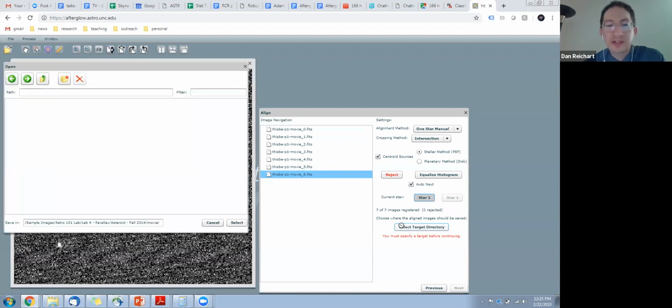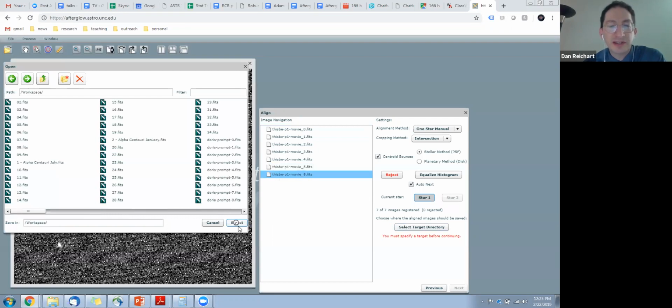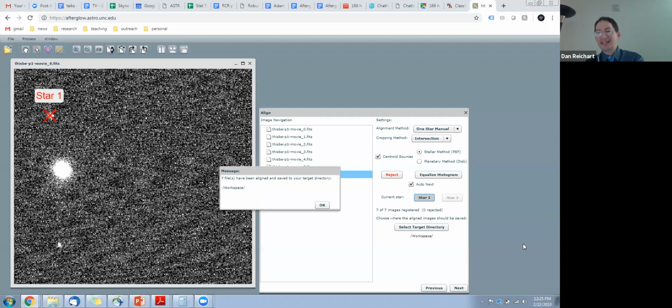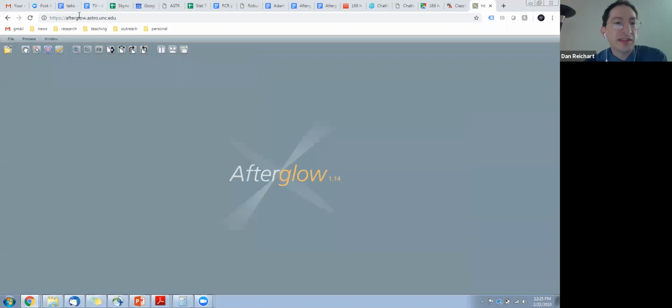Okay, select target directory, and it should load up the workspace. I select it. Next, and what it's going through and doing is it's aligning all the images to star 1, and it's saving just the intersection of those images because I selected intersection. Okay, that's done. And now we're going to go to Make Movie.